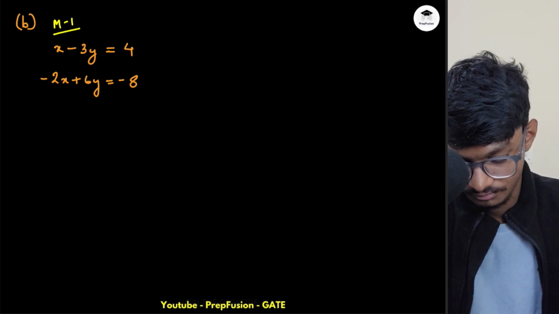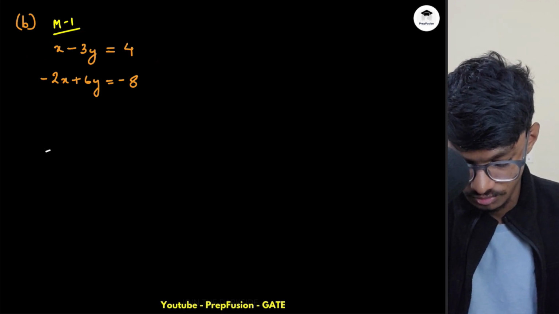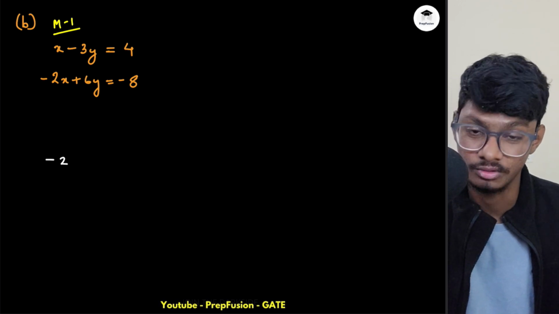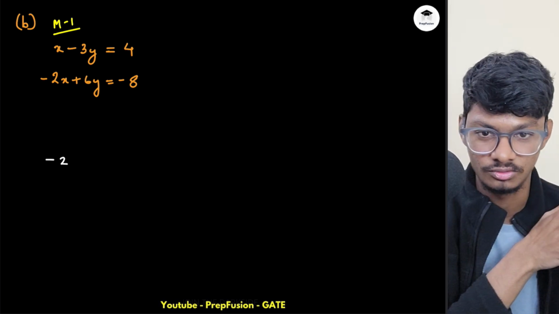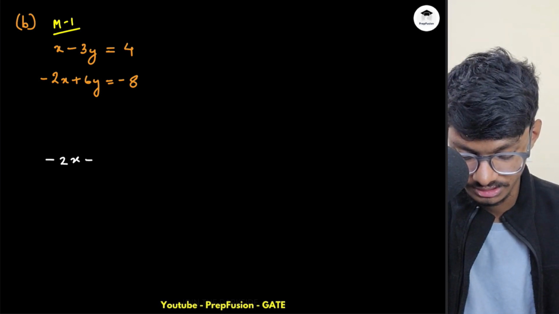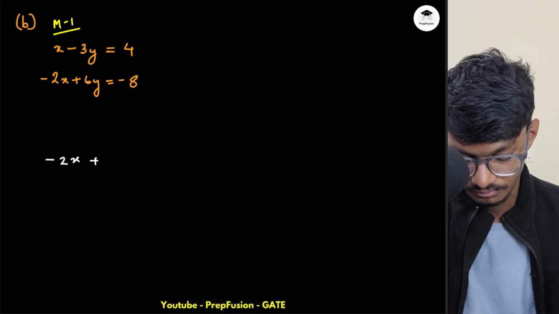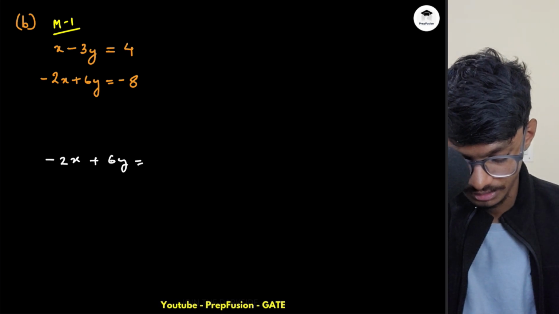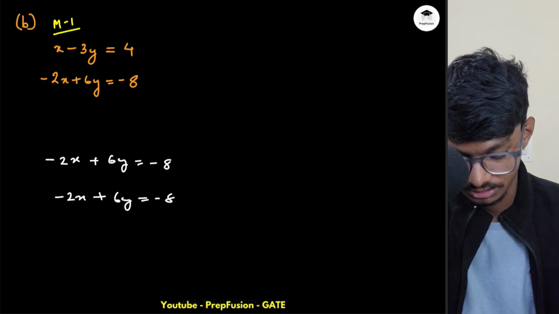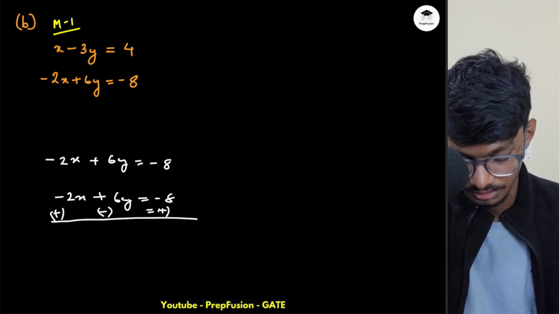Method 1. Again, I will multiply by -2 on both sides. So -2 for the first equation, -2x. I'm not writing equation 1, 2 and multiplying -2 on both sides, because that will just waste time. I hope you can visually understand whatever I'm doing. If I multiply -2 on both sides, I will get -2x plus 6y equals -8. This is the previous equation. Now if I subtract, this is plus, this is minus, and this is plus.